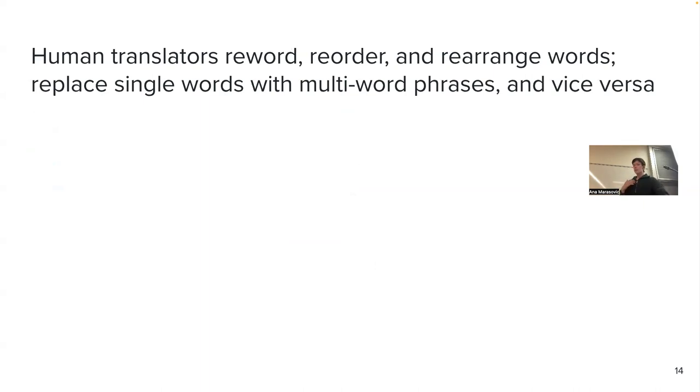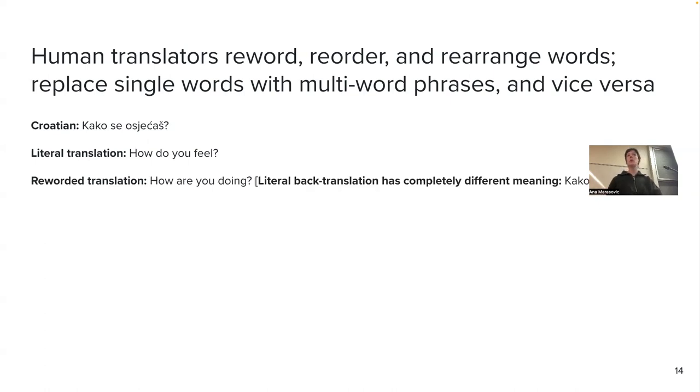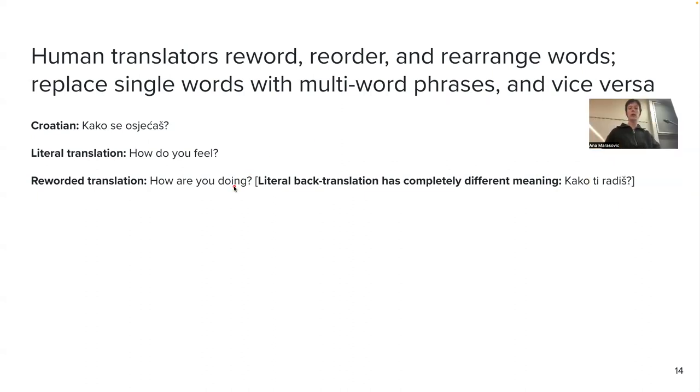Translation is challenging because human translators reorder and rearrange words. We replace single words with multi-word expressions and multi-word expressions with single-word expressions. Just to show you an example, in Croatian, I might ask, "Kako se osjećaš," which in a literal translation would be, "How do you feel?" But a reworded translation might be, "How are you doing?" It's basically the same, you are asking for the same information. If I do a literal back translation of "how are you doing" into Croatian, I would get "Kako ti radiš," which I might ask, but in a completely different context. So it's not incoherent in Croatian, but it doesn't have anything to do with the question of how are you doing in English.